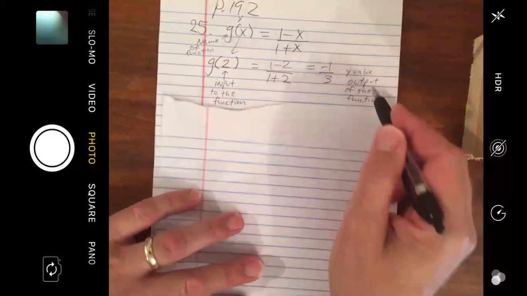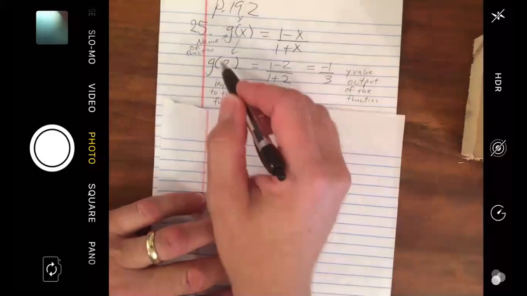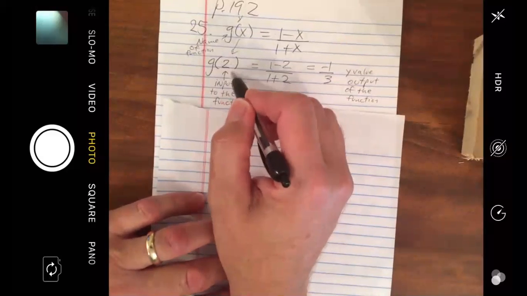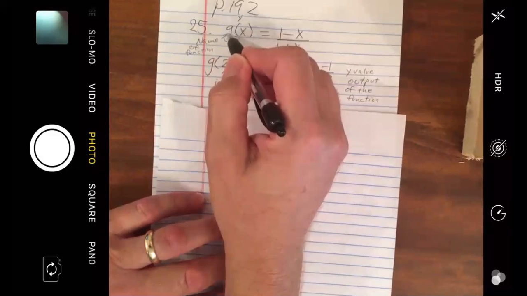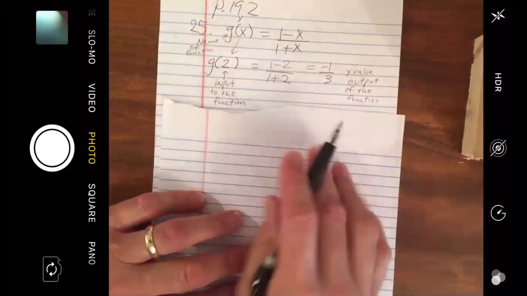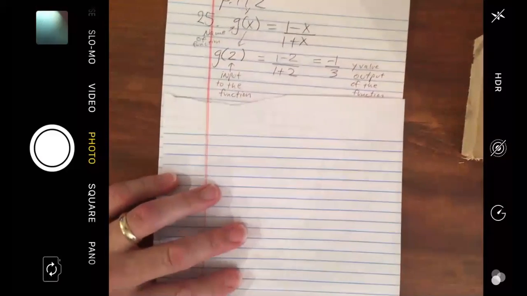This is the y value, the output of the function. The 2, anything in the parentheses, is the input to the function. And the letter in front right here is the name of the function. A lot of them are named F, but they don't have to be.